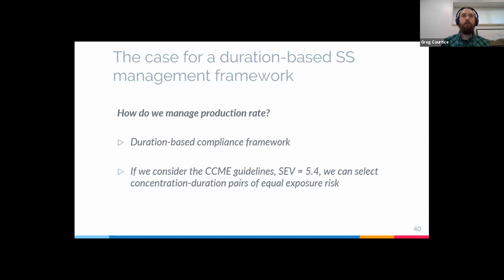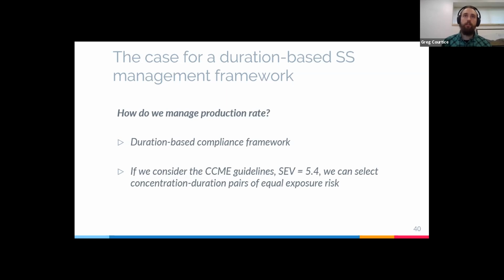So now the other component is production rate. And so how do we manage production rate? That comes down to what I'm proposing, which is a duration-based compliance framework that I'm working with the government and the city of Calgary on currently to try and implement more widely.